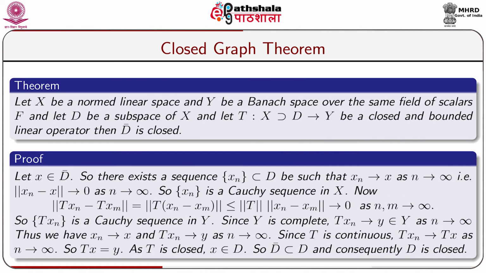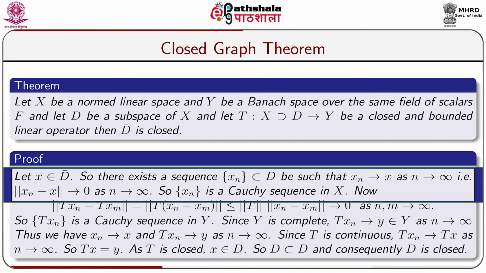Let capital X be a normed linear space and capital Y be a Banach space over the same field of scalars capital F, and let capital D be a subspace of capital X, and let T be a mapping from D to Y, where D is a subset of X, be a closed and bounded linear operator, then D bar is closed. Now we are going to prove this theorem.